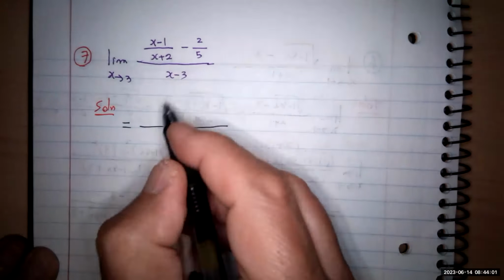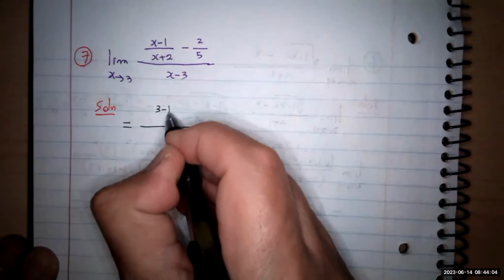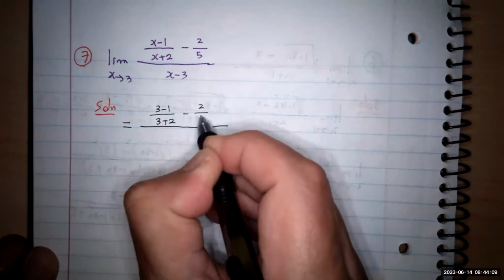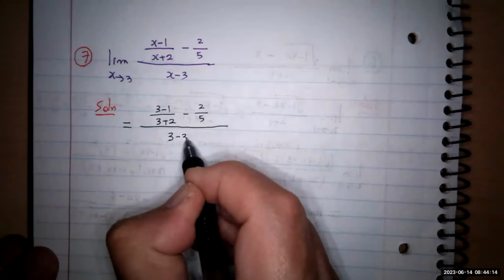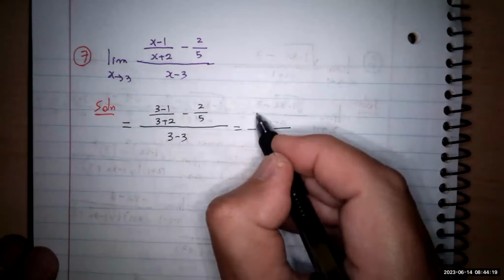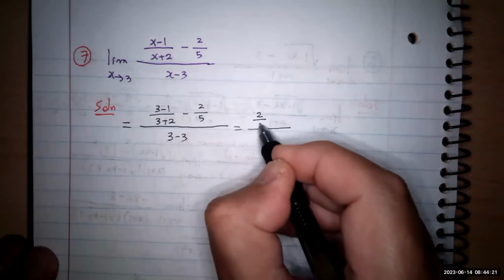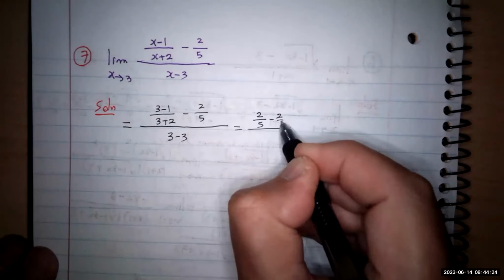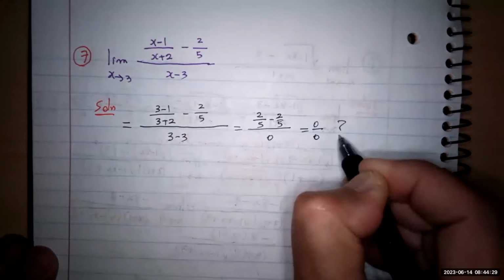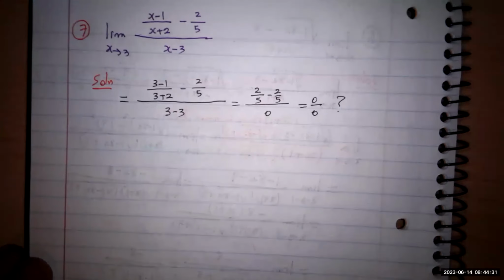If you put the 3 in to check it, it's going to be 3 minus 1 divided by 3 plus 2, and this is going to be 2/5 on the top. Then the bottom would be 3 minus 3. On the top, 3 minus 1 would be 2, 3 plus 2 would be 5, so 2/5, and then minus 2/5 is 0. The bottom is 0. You see? So this again is going to be an indeterminate form.